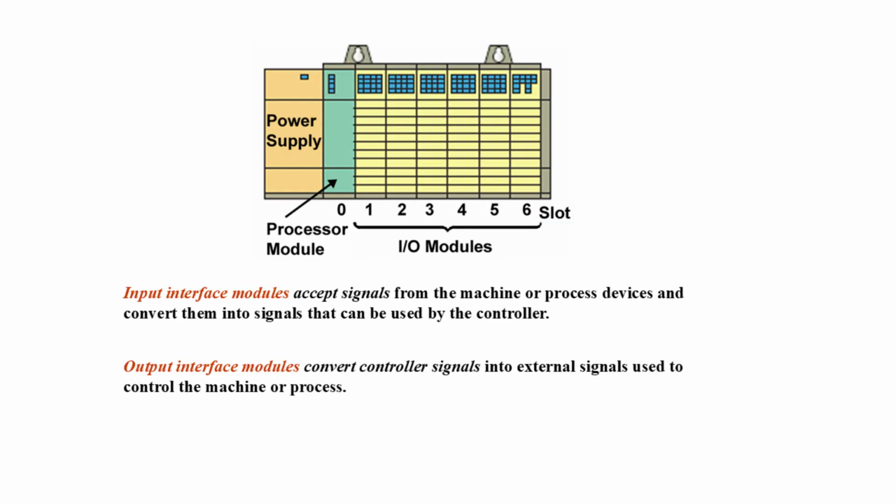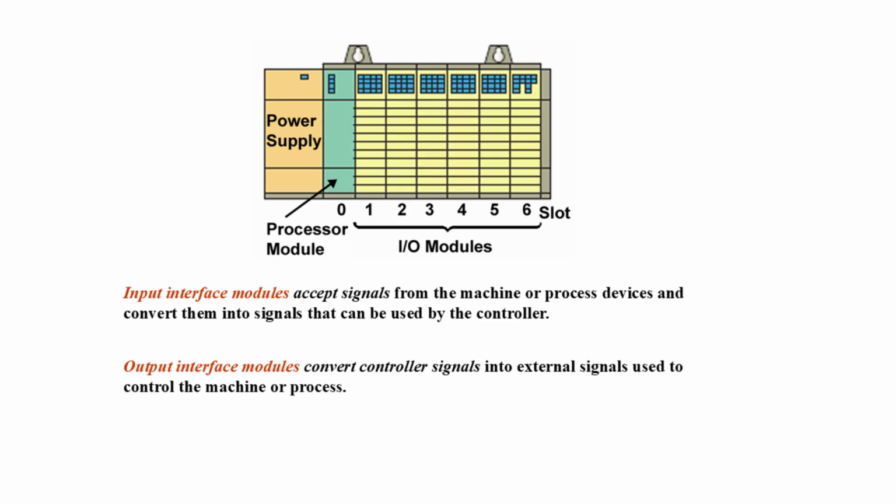This diagram shows the arrangement of a modular PLC system. On the left, we see the power supply, which provides the necessary operating voltage to the PLC system. Next to it is the processor module, also called the CPU. The CPU is the brain of the PLC, responsible for executing the program, processing logic, and making decisions. To the right, we have a series of slots labeled 1 through 6. These are where the I/O modules are installed.